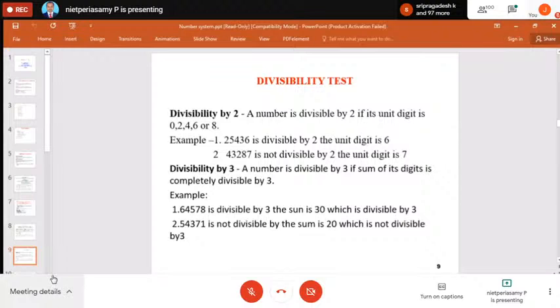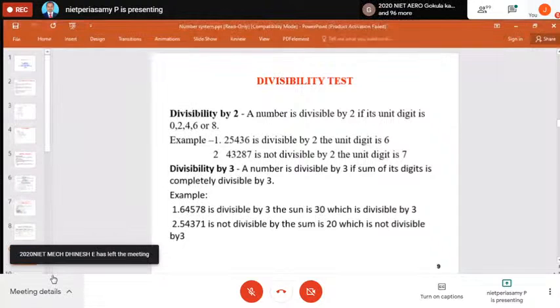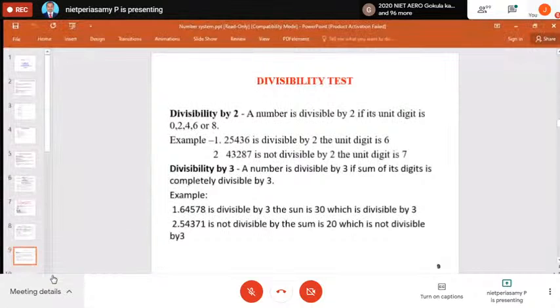Next one is the divisibility test. By using the divisibility test, we can identify whether a given number is exactly divisible by 2. What is the meaning of exactly divisible? Anyone reply? Suppose you take one number, 547. The remainder is 0 when a number is divided by another number.